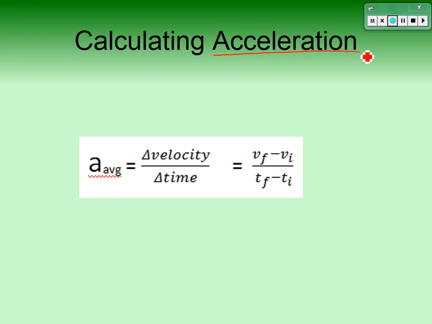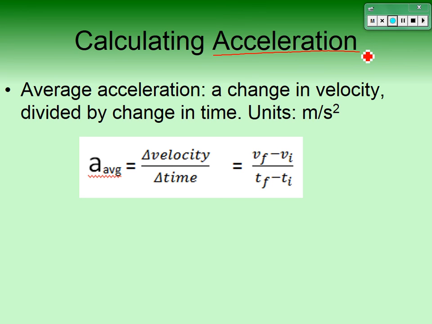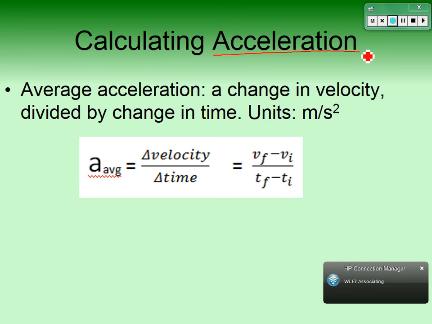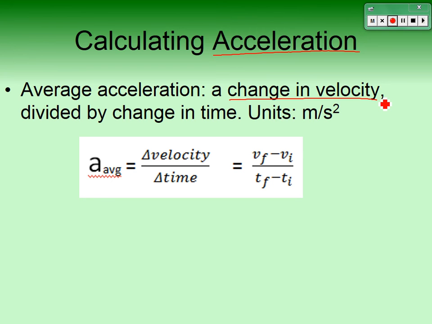Calculating acceleration. Acceleration, another way of saying that is speeding up or slowing down. Average acceleration, here's the definition: it is a change in velocity. So you're not moving at a constant velocity, you're changing. You're either speeding up or you're slowing down. Divided by the change in time.